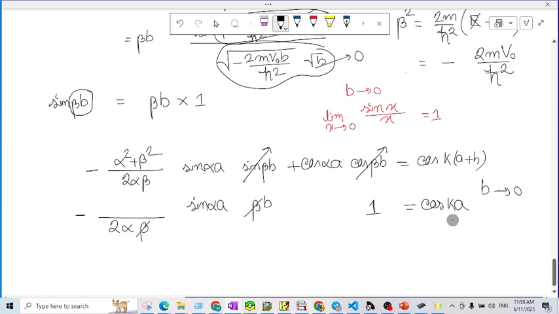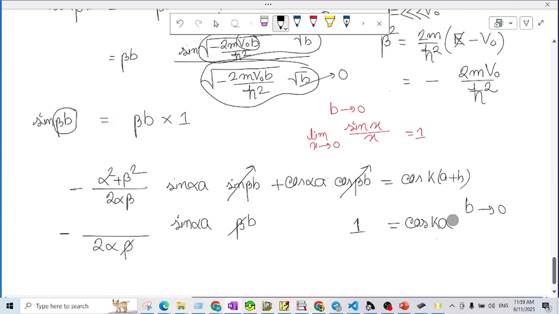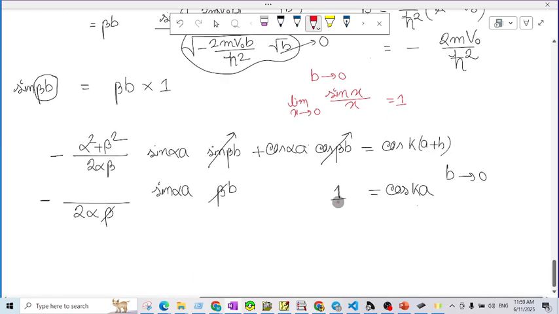Another thing I forgot to say, that here you have alpha square plus beta square, right? Let me now tell you one thing, what will happen here, what will happen to alpha square plus beta square.